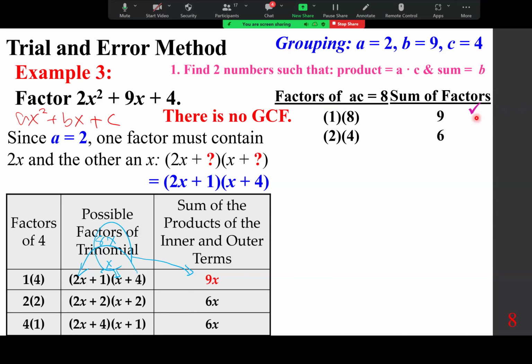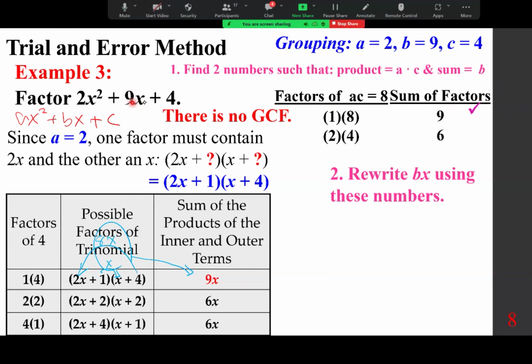So that's the first step. The second step is to rewrite bx using these numbers. So that means we are going to write 9x as the sum of 1x and 8x. Do you put the 8x here, 1x here, or vice versa? Makes no difference. Both of them will work.